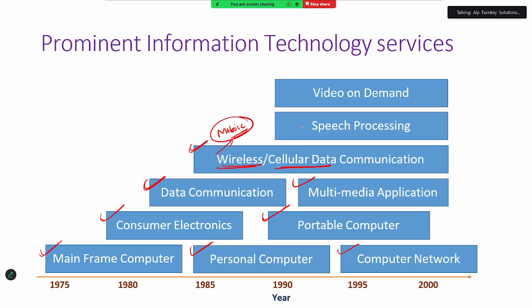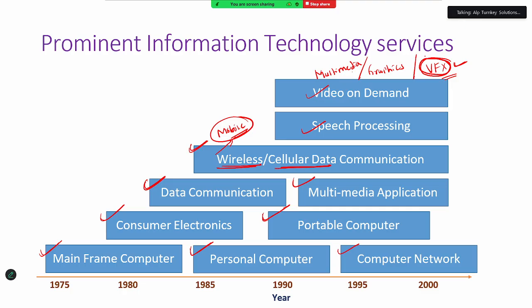And this is speech processing, and video on demand in 1990, multimedia and graphics. Graphics came into the picture. Now we are in VFX. Most of the movies are being shot with VFX technology. So these are the prominent information technology services.